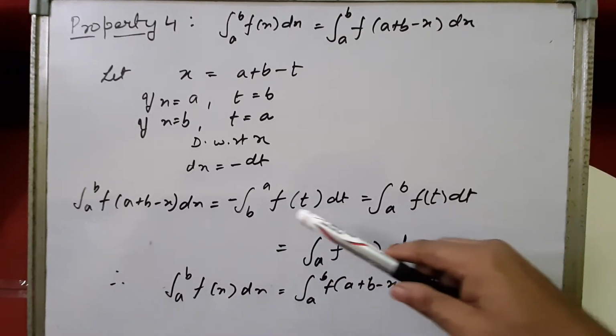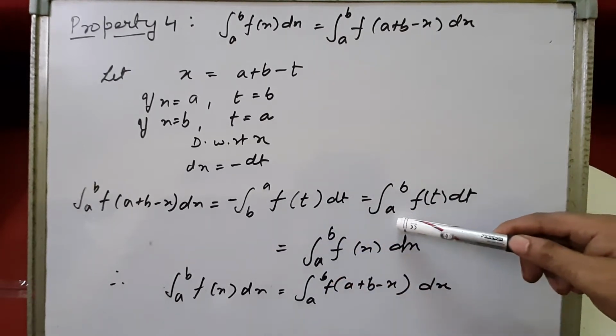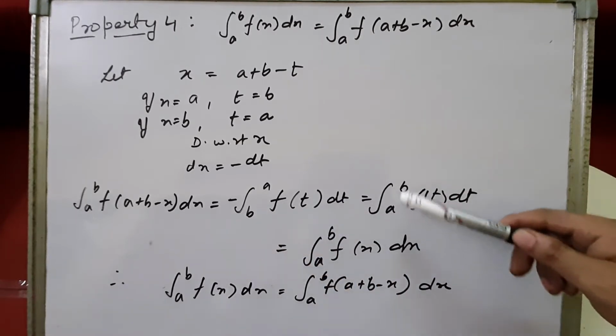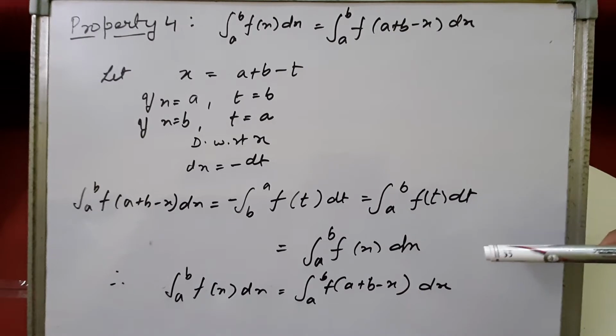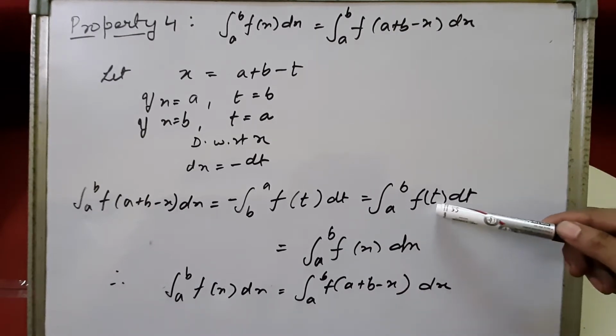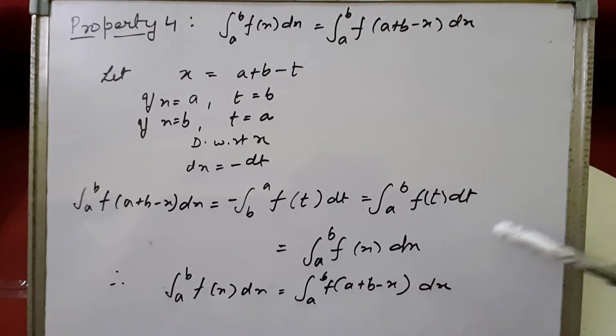Now this minus sign can be removed by interchanging the limit, right? Second property. When we interchange the limit, b to a will become a to b, and this minus minus will become plus. So it will be the integration of a to b f(t) dt. Now we can change the variable, as it will not affect the result. So t can be replaced by x. So it will be a to b f(x) dx. Now we got the result. This is the left hand side. We can say that a to b f(x) dx can be written as the integration of a to b f(a plus b minus x) dx. Alright children, please note down.